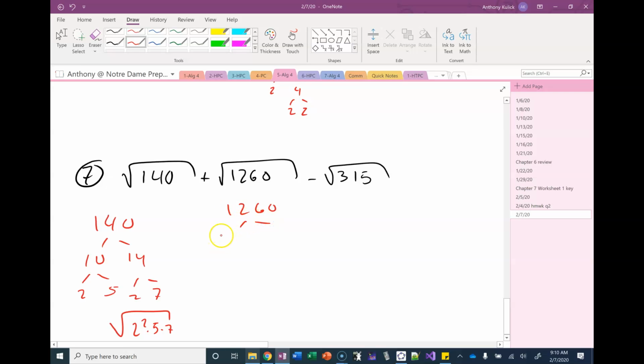1260 is, say, 126 and 10. 10 is 2 and 5. 126 is 63 and 2. 63 is 9 and 7, and then 9 is 3 and 3. So I have 2 squared, 3 squared, 5, and a 7.